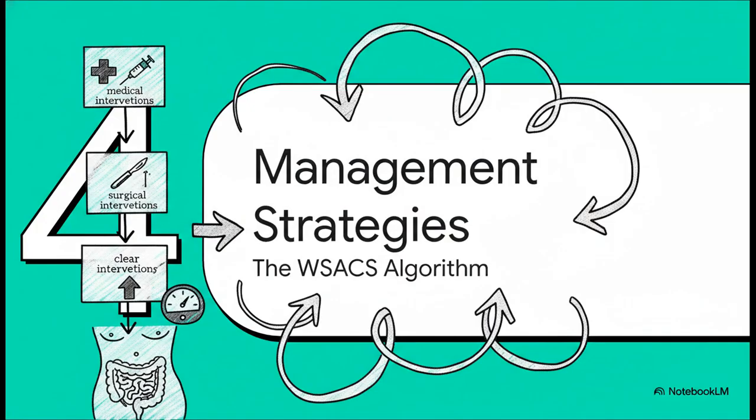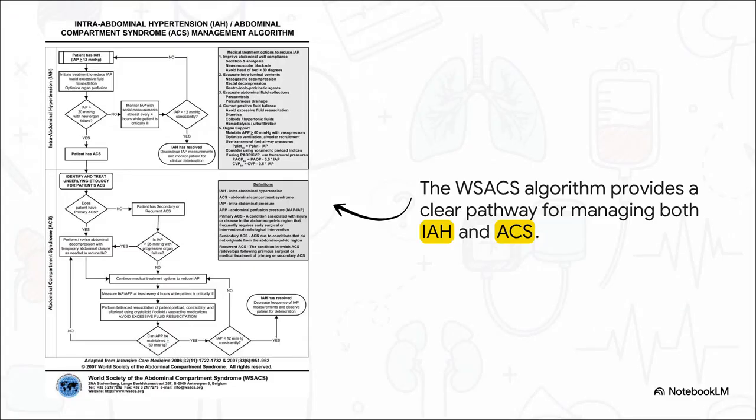So you've got your measurement, you've diagnosed IAH, now what? Well, the good news is there's a very clear stepwise management algorithm that guides us through both the medical and surgical interventions. And this right here, this is your roadmap from the WSACS. Notice how it's not just about jumping to surgery. It starts with medical management for any IAP over 12. If that fails, or if the patient develops full-blown ACS with organ failure, then it guides you towards surgical decompression. The key is that constant reevaluation of the IAP, and maybe more importantly, the abdominal perfusion pressure.